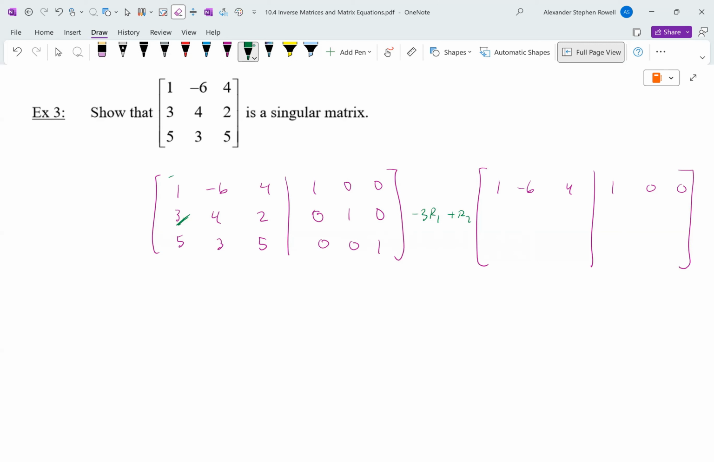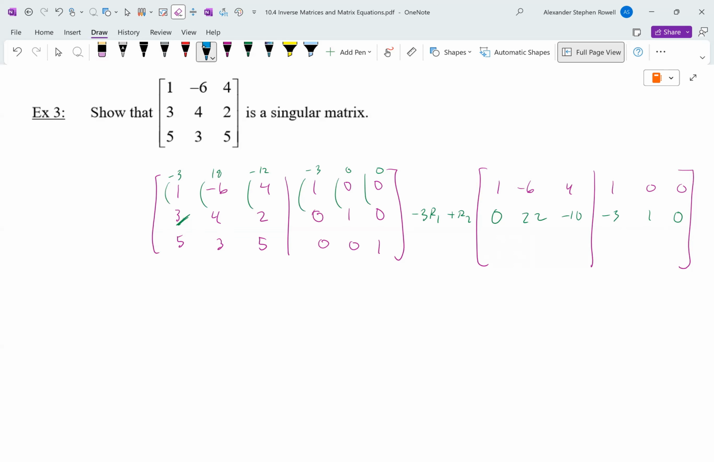Just so I don't make mistakes, I'm going to write -3, 18, -12, -3, 0, 0, and add them. -3 plus 3 is 0. 18 plus 4 is 22. -12 plus -3 plus 0, 0 plus 1, and 0 plus 0. Double, triple check, because if I make a mistake, I might make it invertible by accident.